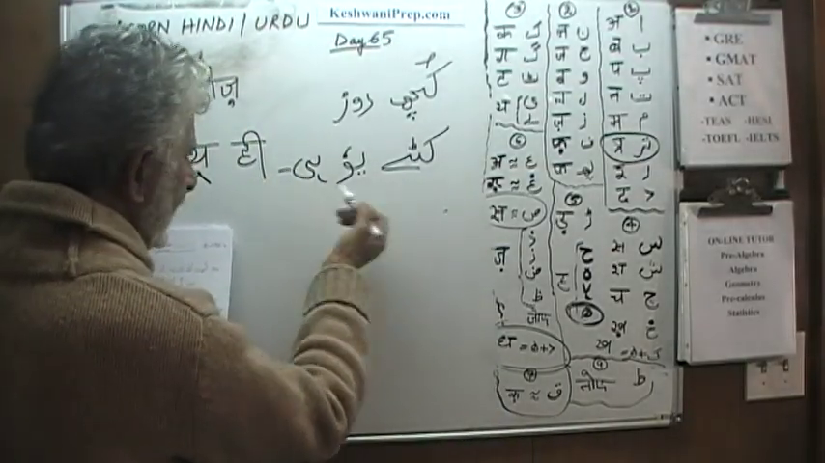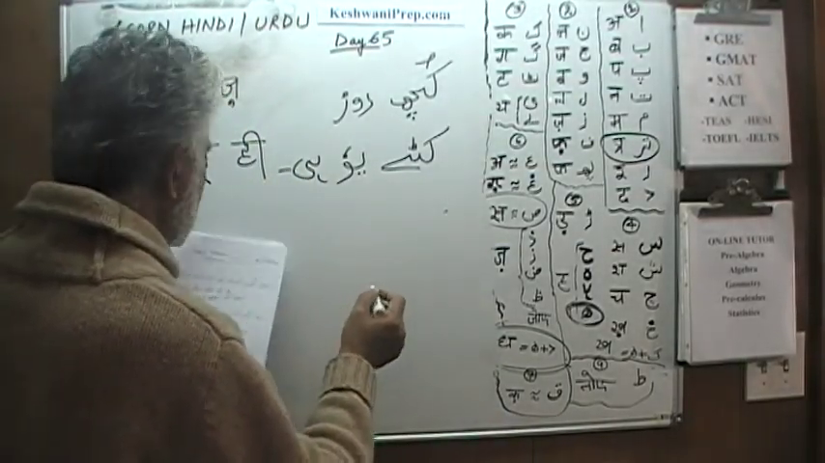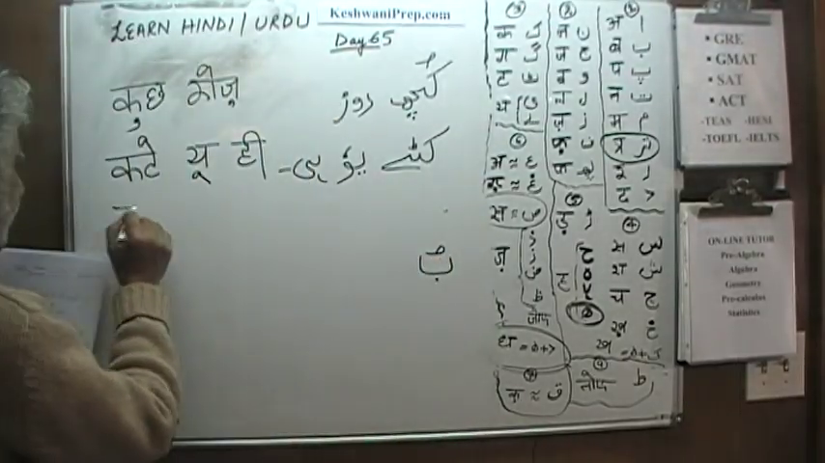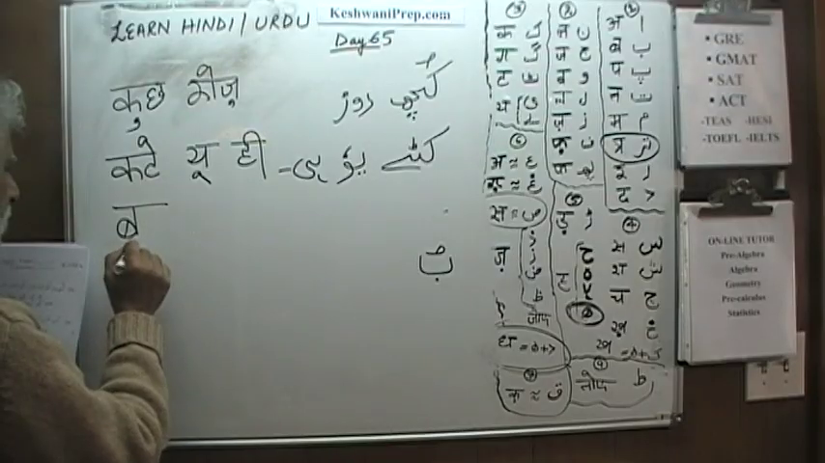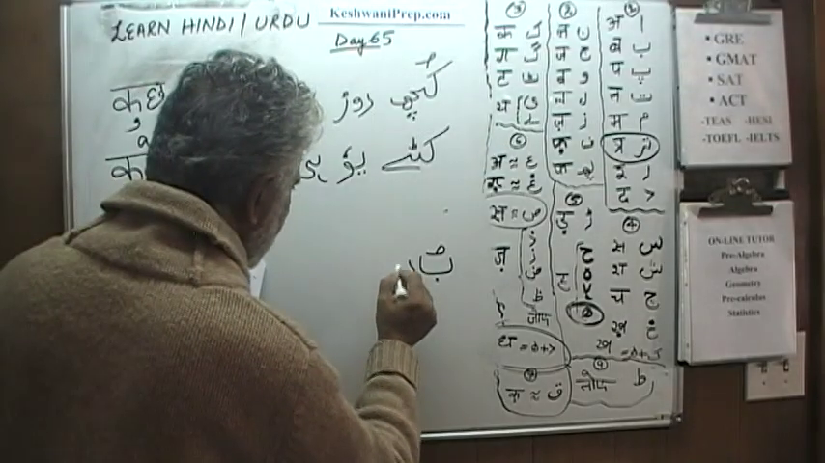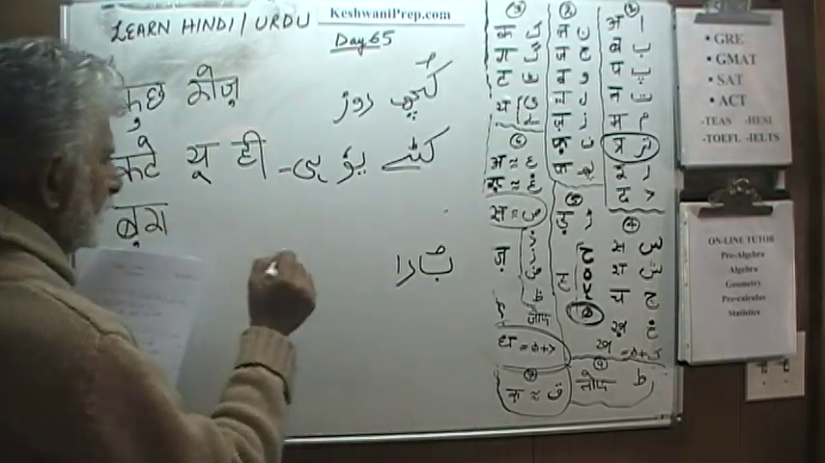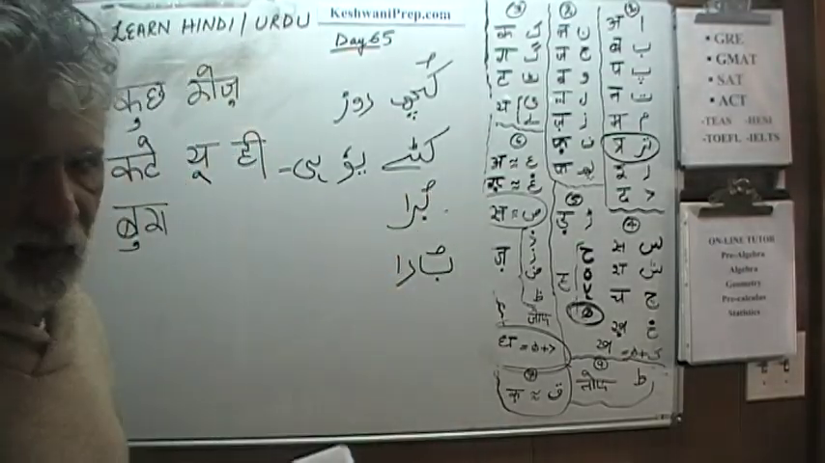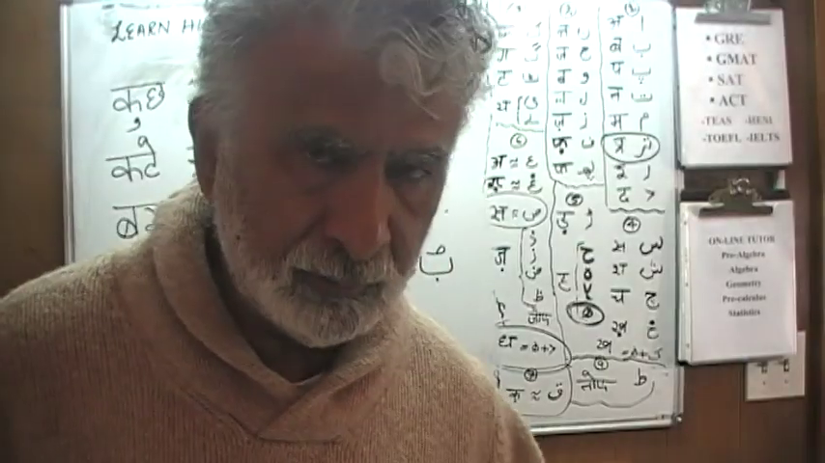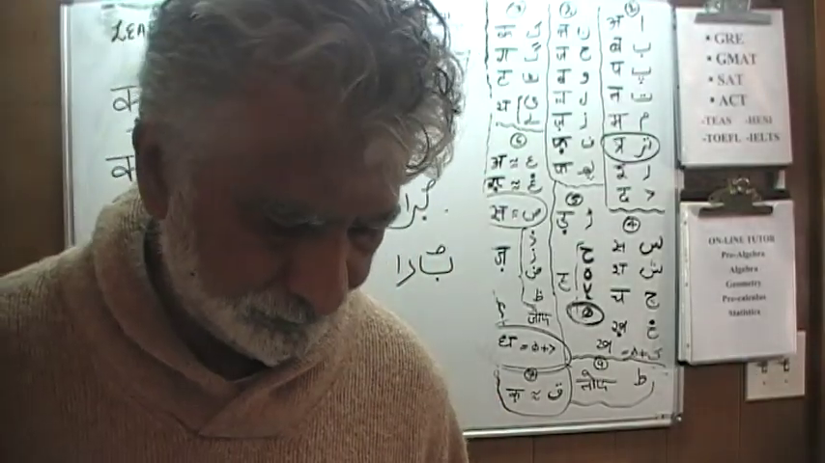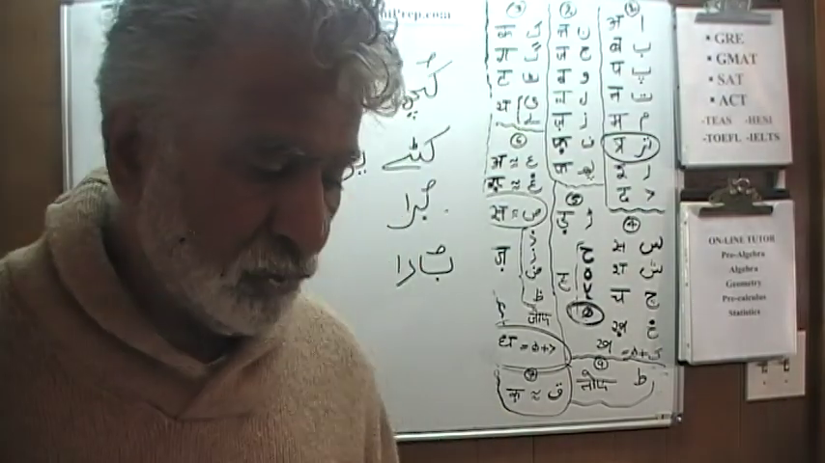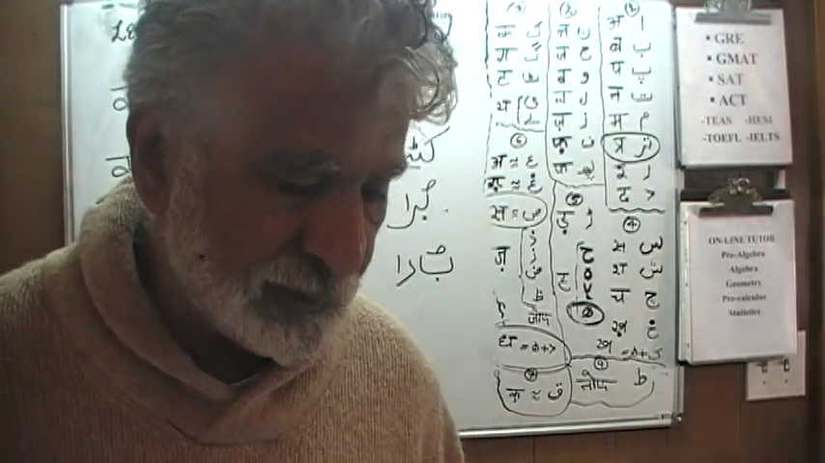After that, we can have a dash. We can say something new. Ba with the u ki matra, bu, and a ra. Bura. Bura means bad. The antonym of course is acha. Acha, bura. Kuch roz kate yun hi. Bura.